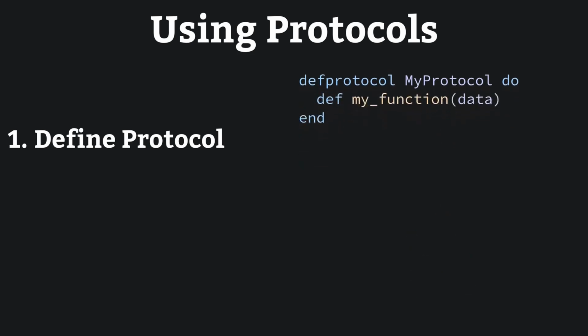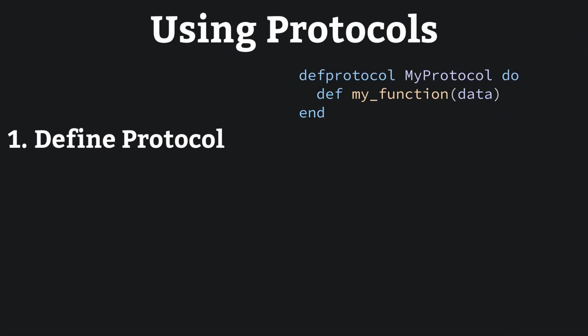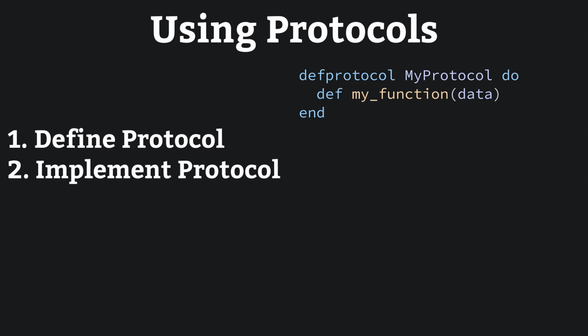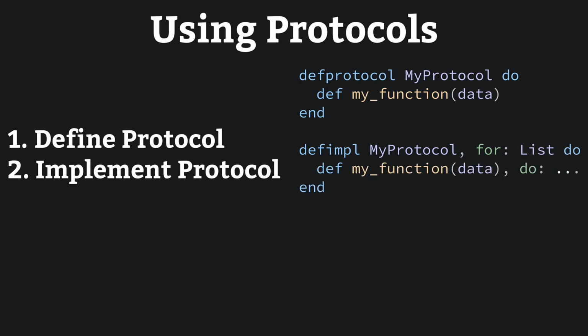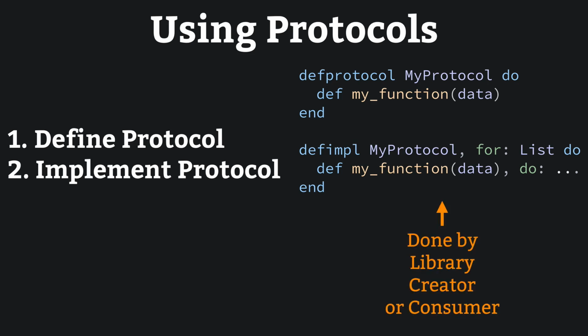All right, so what do you do with this protocol? Well, the next thing you do is create an implementation of the protocol for different types of data. The way you do this is by using the defimpl macro. Then you specify the protocol you're implementing, and you specify what type of data the implementation is for. Then you write an actual implementation of the functions specified in the protocol's definition for this specific data type. Implementing a protocol with the defimpl macro could be done by the library creator, and it can also be done by consumers of the library as well.